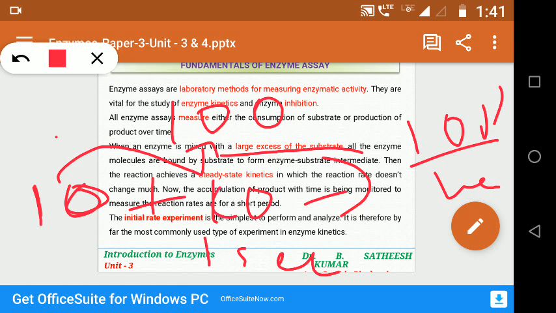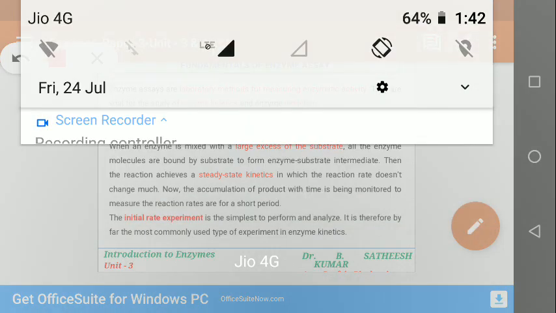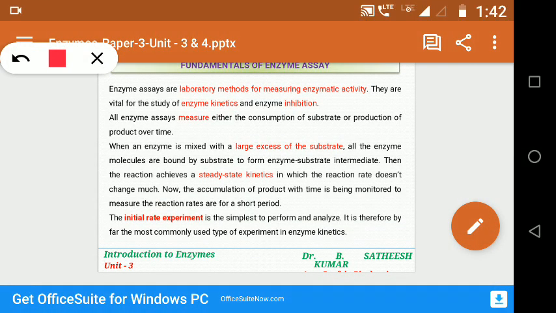Suppose we have the same 10 enzyme molecules, and we use only 5 substrate molecules. Then it will consume the 5, and if we continue the reaction for 10 seconds, only 5 are there. So that means it converts only 5 substrates to products. So now what we will get is 5 molecules per second. Okay. So this way it is misleading.